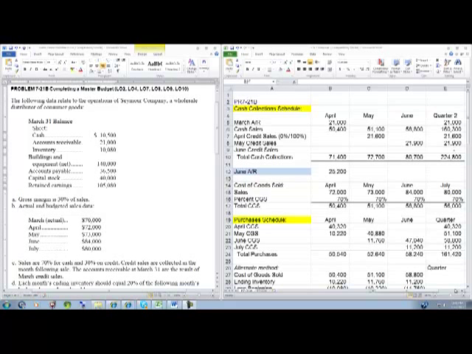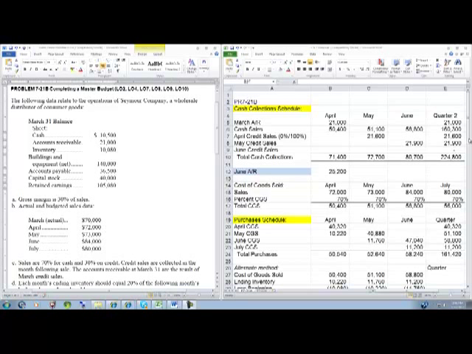Hi, this is Brenda. This is a continuation of the discussion and demonstration of how to complete a master budget for a merchandising company. So far we have done the cash collection schedule and calculated the ending accounts receivable balance for June, which we'll use later on the budgeted balance sheet.